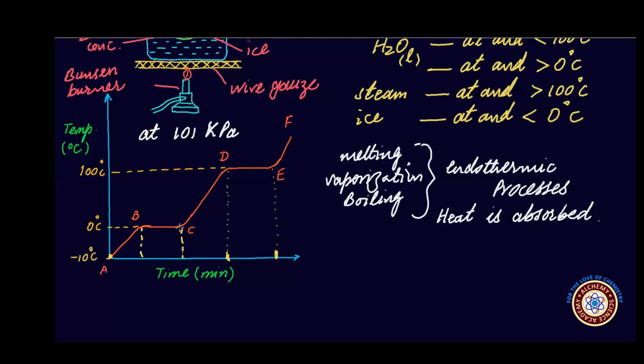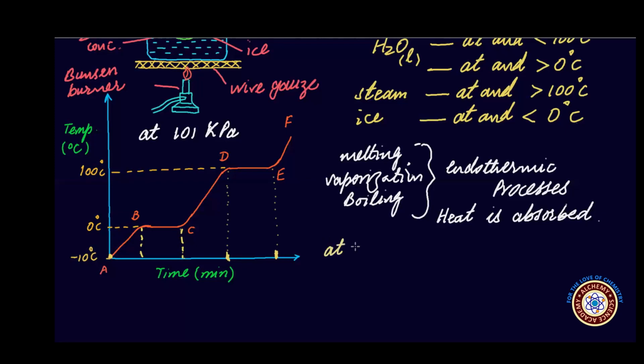Now this curve BC indicates that temperature is no more changing, although we are providing ice continuously with heat energy. We are continuously heating it, but its temperature is not increasing. Actually, we know that at 0 degrees Celsius ice melts, and since melting is an endothermic process, the heat energy being provided to ice at 0 degrees Celsius is consumed in changing its physical state.